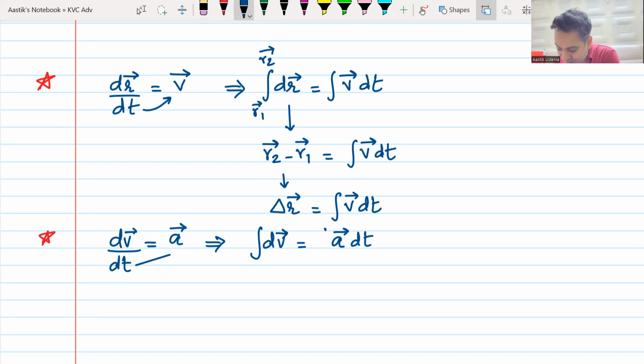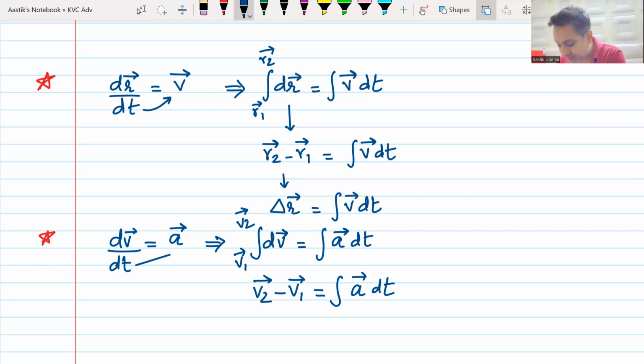If I put the integral on this, the integral of dv would be v, and I put the limits from v1 vector to v2 vector. On the left hand side, I will get v2 vector, final velocity, minus v1, initial velocity, which will be the integral of a dt from time 0 to t or from time t1 to t2. Do we understand this? Yes or no? I'm not getting raised hands from everyone in the class. That makes me worried that we are not on the same page. Do we understand this, everyone?